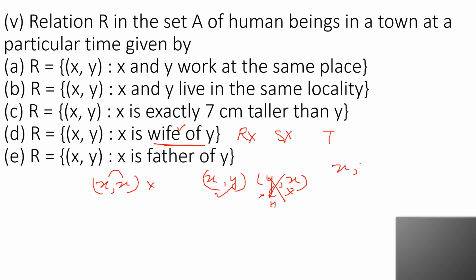Next, is it transitive? If x is the wife of y, is there any possibility that y is the wife of someone? No, this is not possible. There is no such combination that y is the wife of someone. y could be the husband of x only. So there is no such combination for checking transitivity. Therefore, it is transitive.